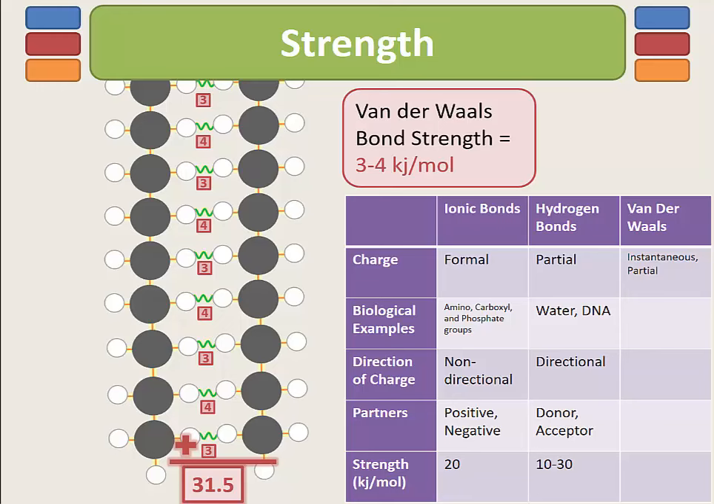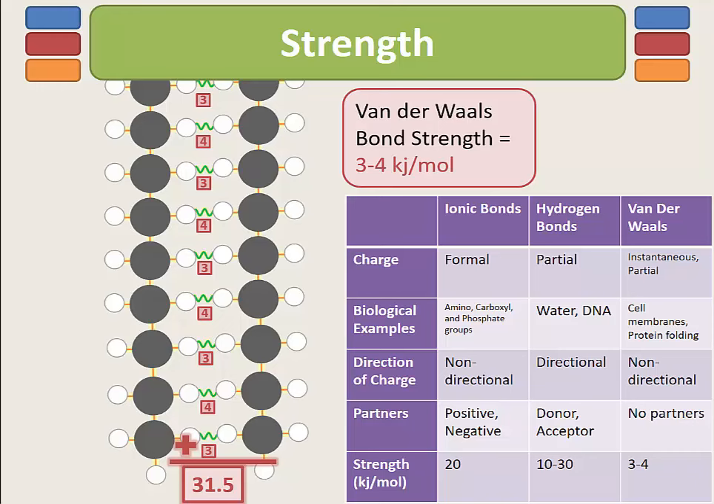If we were to compare van der Waals with our previous weak bonds, we would see that the charge for van der Waals bonds is both partial and instantaneous, meaning it changes from instant to instant. It is important in holding cell membranes together and allowing them to still be fluid. It is also important in protein folding. The charge itself is non-directional, and unlike ionic and hydrogen bonds, it does not require any opposite partner, since any nonpolar atom can be either positive or negative at any instant. The strength, as stated, is only 3 to 4 kilojoules per mole.